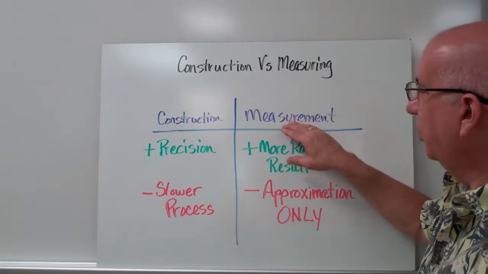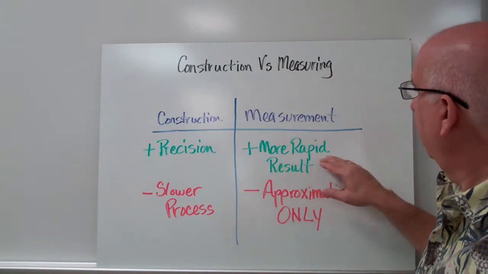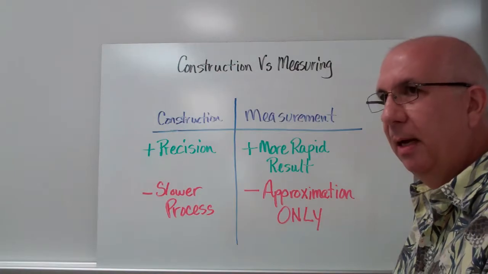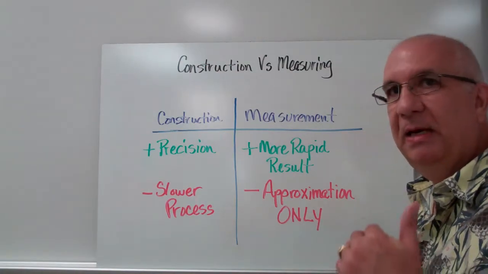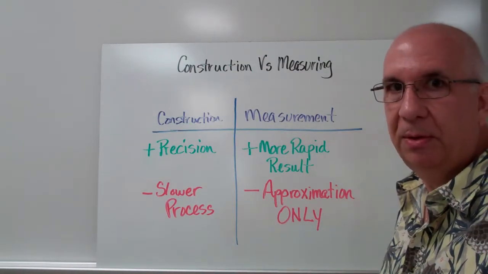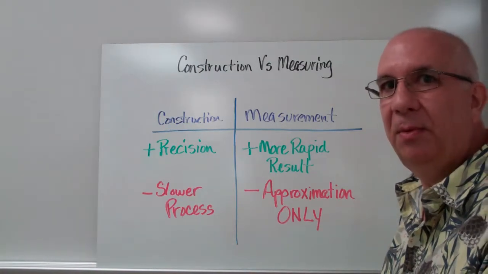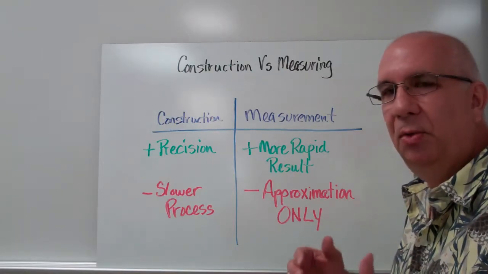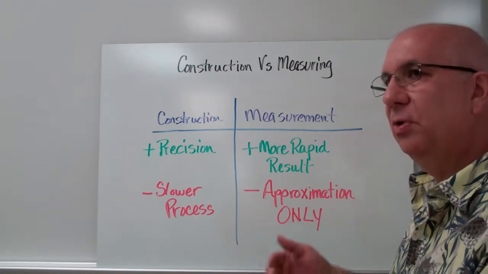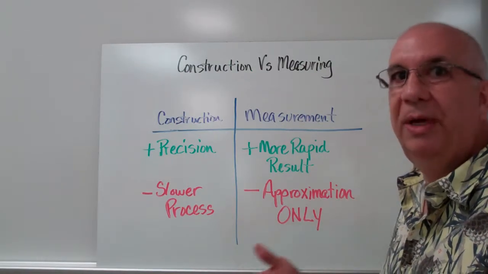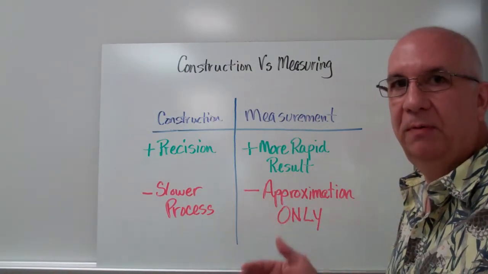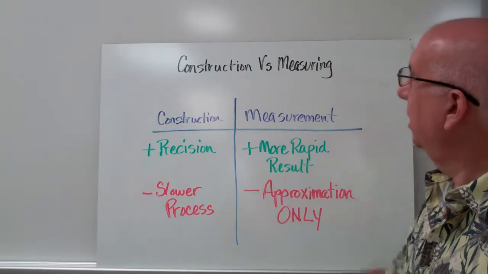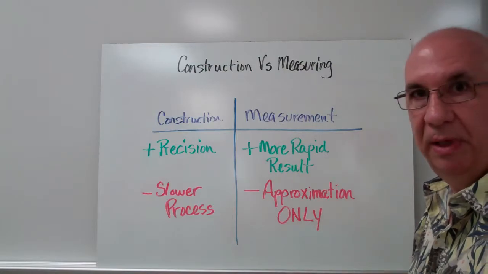The advantage for measurement is that you get a more rapid result. You see the results more rapidly. But the problem with that is, even though you get a result more rapidly, it's only an approximation. When you measure, you only get an approximation, versus when you do a construction, you get an exact congruent figure. These are the advantages and disadvantages of constructions versus measurement.